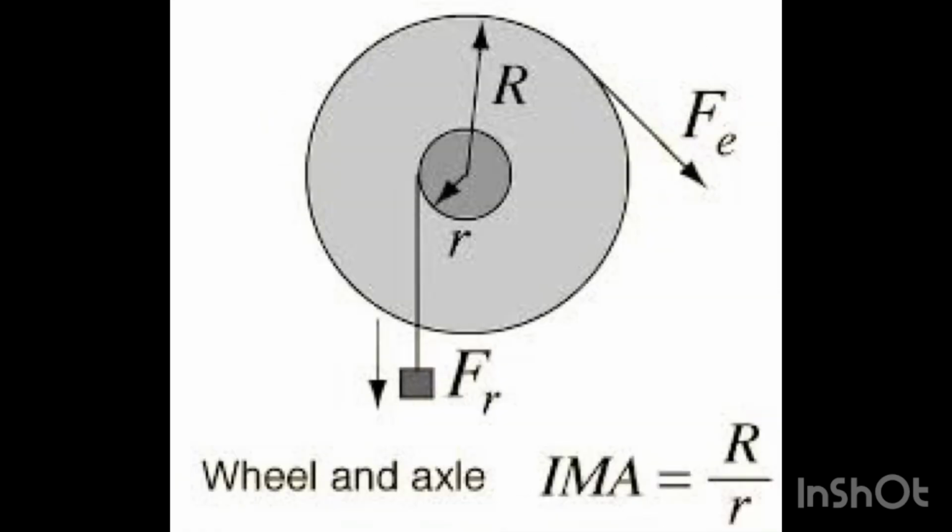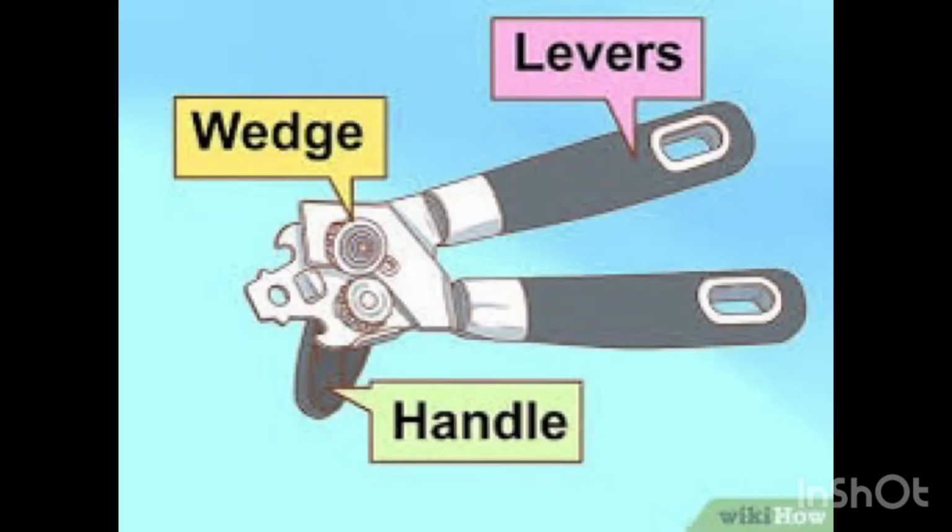The wheel and axle attaches the cutter to the opener and makes it easier to turn the handle, allowing the cutting wheel to puncture and rotate around the edge of the can. The wedge pierces through the can lid, creating a starting point for the cutting action. As you turn the wheel and axle, the wedge blade rotates, opening up the can.